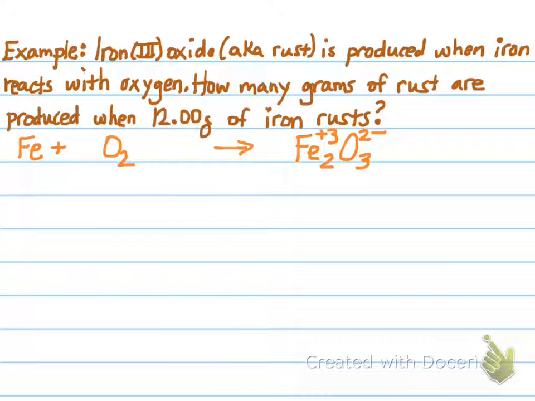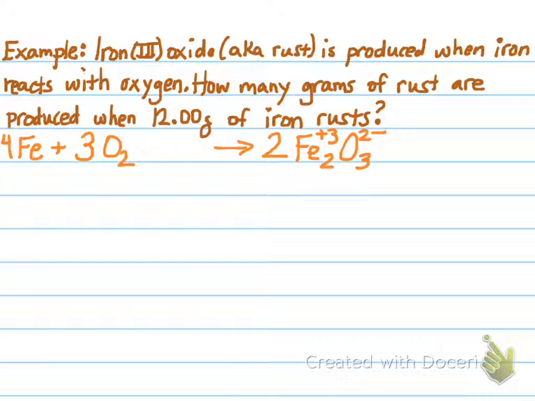Now, I need to balance it. I have 1 iron, so I need a coefficient of 2. I have 2 oxygens, and I have 3, so I'm going to make them both 6. So I need a coefficient of 3, and I need a coefficient of 2, which means I need to fix this, right? And I need to change it from being a 2 to being a 4. So 4 irons, 2 times 2 is 4 irons. 3 times 2 is 6 oxygens. 2 times 3 is 6 oxygens, so it is balanced.